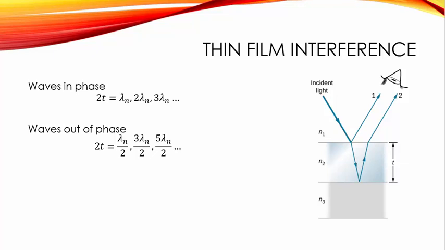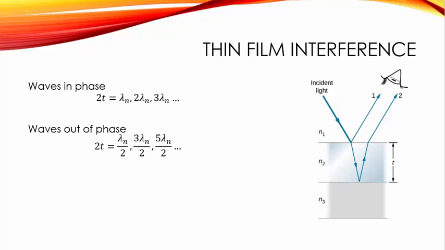So in the case of a bubble, using this illustration, N1 would be air, and N2 would be the soap bubble, and N3 would be air again. Then the light coming in for ray number 1 would change phase, and the light coming in at surface number 2 for N2 wouldn't change phase because N3 is air, which is less than the index of refraction of the bubble.